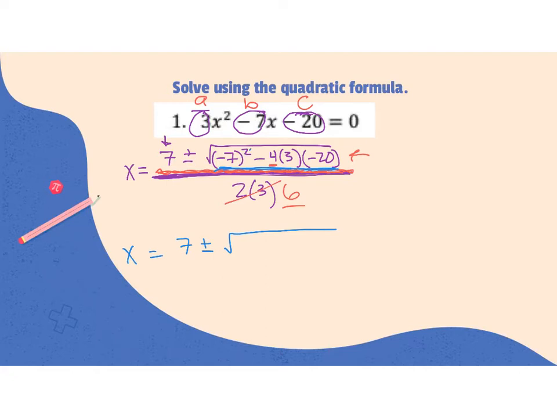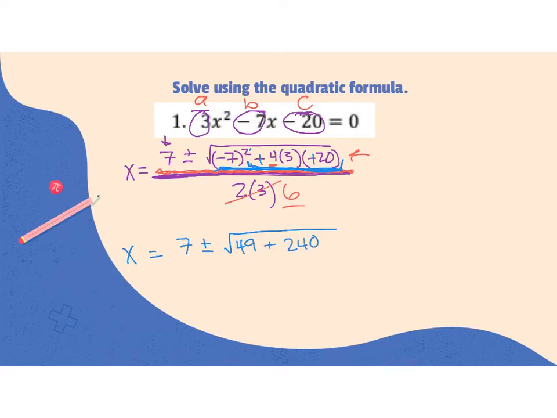I know that negative 7 squared is going to give me positive 49. Then I have this piece right here. Negative 4 times 3 times negative 20. So first of all, I notice that a negative times a negative is going to give me a positive, which means I'm adding. Then I have 4 times 3, which is 12, and 12 times 20, which is 240.